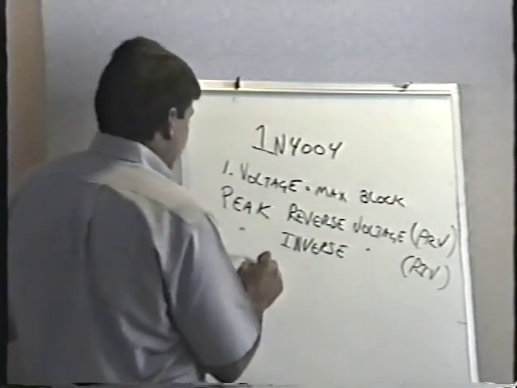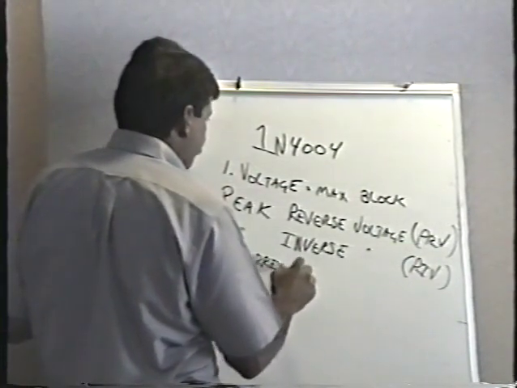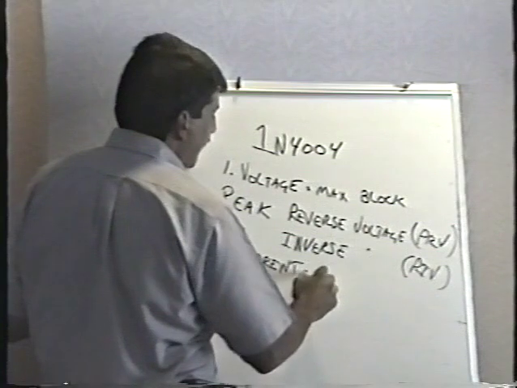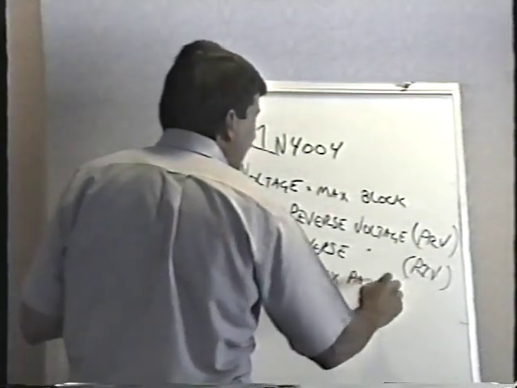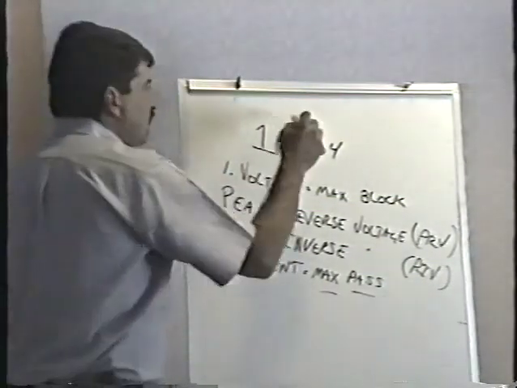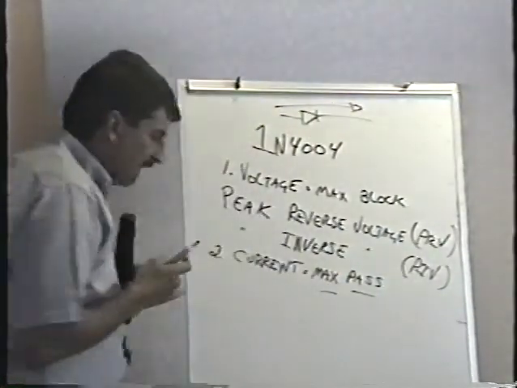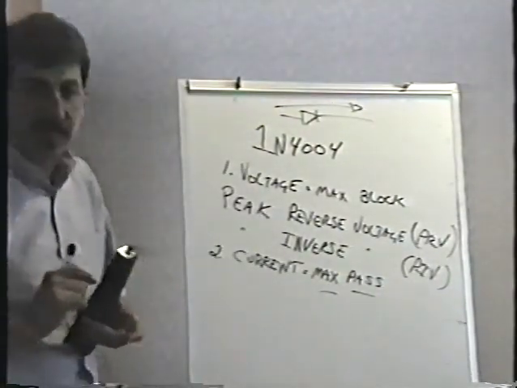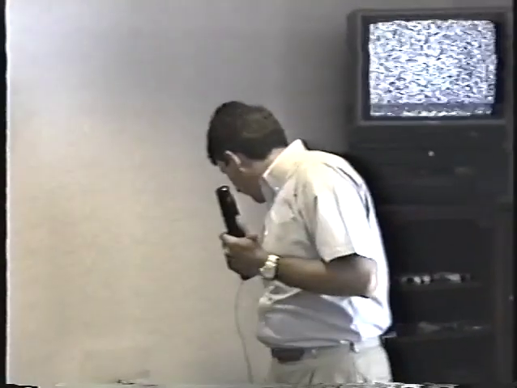The second rating for a diode is the current rating. The current rating is the maximum amount of current that the diode can pass through itself. In other words, when the diode is conducting and current's going through it in the proper direction, how much current can the thing handle? Can it handle 1 amp? Can it handle 2 amps? Can it handle 3 amps? Can it handle 4 amps? How much current can the thing actually handle?